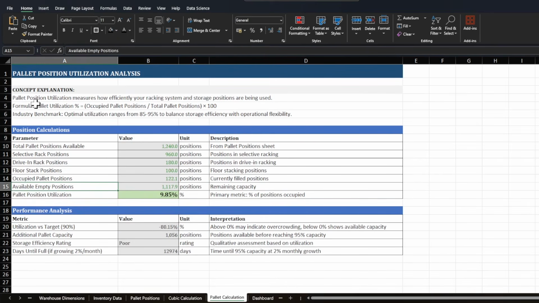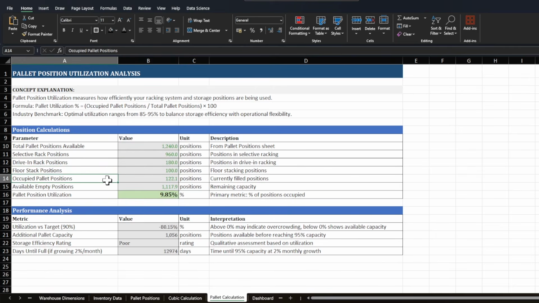In this sheet, the pallet position utilization measures how efficiently your racking system and storage positions are being used. So here we will have the data of total pallet positions available, which is 1240, and how many pallet positions are available in each type of storage system like selective rack, drive-in rack, and the floor. If you sum these three, you will get 1240.